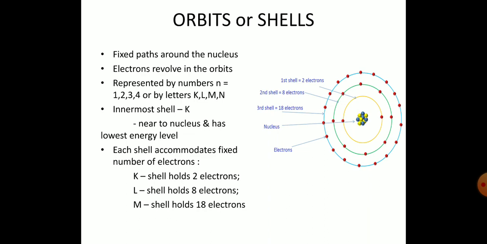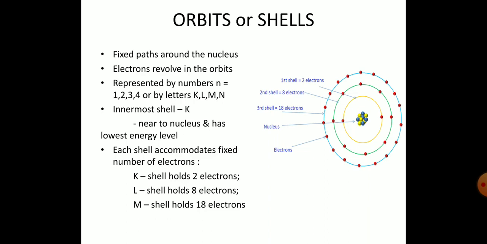Now, we are going to talk about orbits or shells. We have already seen the fixed paths around the nucleus are called orbits. Now, what is there in the fixed paths? The electrons are there in the orbits. They revolve in the orbits. See all the red dots. How are we going to represent the orbits? We are going to give them numbers. There is a yellow orbit, an orange, a green orbit and one blue orbit.